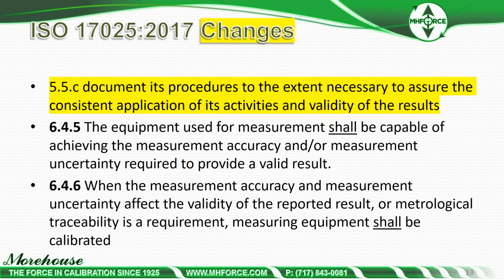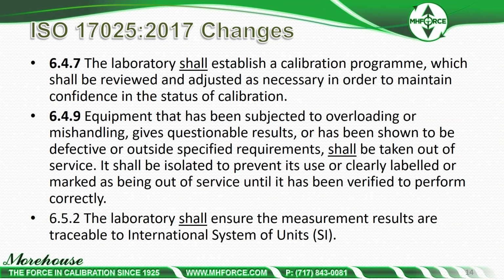And then we have statements such as 6.4.5, which says the equipment used for measurement shall be capable of achieving the measurement accuracy and/or measurement uncertainty required to provide a valid result. We have 6.4.6 that says when the measurement accuracy and the measurement uncertainty affect the validity of the reported result, or metrological traceability is required, measuring equipment shall be calibrated. And then 6.4.7: the laboratory shall establish a calibration program, which shall be reviewed and adjusted as necessary in order to maintain confidence in the status of calibration.